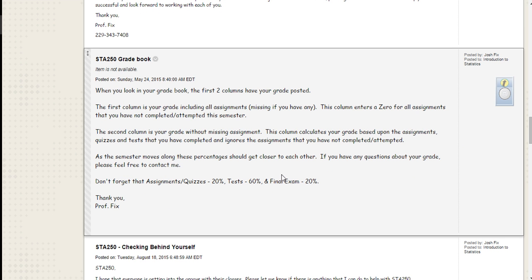Gradebook. We'll get into the gradebook here in just a minute. The main thing to remember about the gradebook is how it breaks down as far as grades. We have some assignments and quizzes that add up to 20% of your grade. Your final exam is 20% of your grade, and that's cumulative. And then we have 6 tests that account for 60% of your grade.